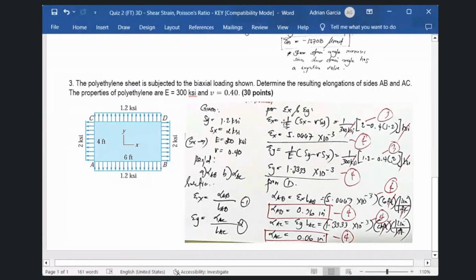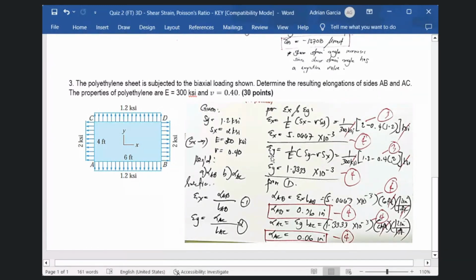So for the strains, makukuha natin yan using our values regarding stresses and E. That is just 1 over E, Sx minus nu Sy, 1 over 300 KSI, multiplied by 2 minus 0.4 of 1.2. Makakancel ang KSI, makukuha mo dito is 5.0667 times 10 to the negative 3. Walang unit. So, ibig sabihin, strain. Sa strain at Y naman, 1 over E, Sy minus nu Sx, 1 over 300 KSI, multiplied by 1.2 minus 0.4 times 2. Cancel ang KSI ulit. The answer is 1.3333 times 10 to the negative 3. No?